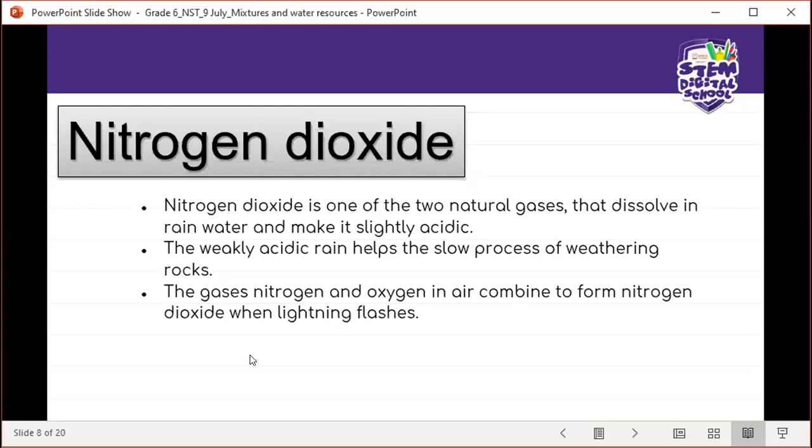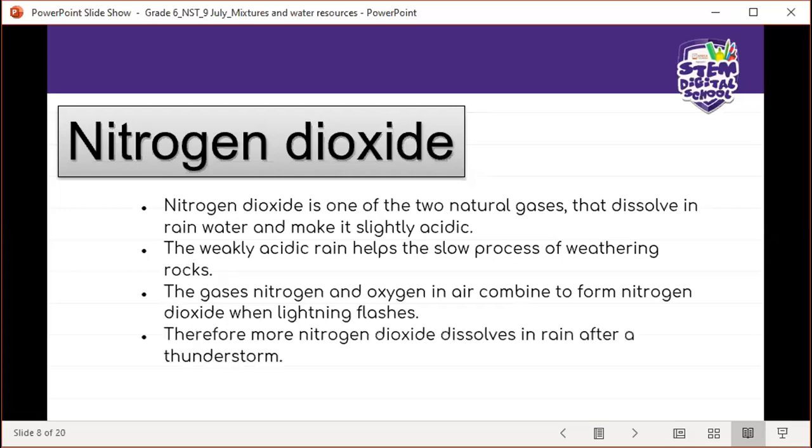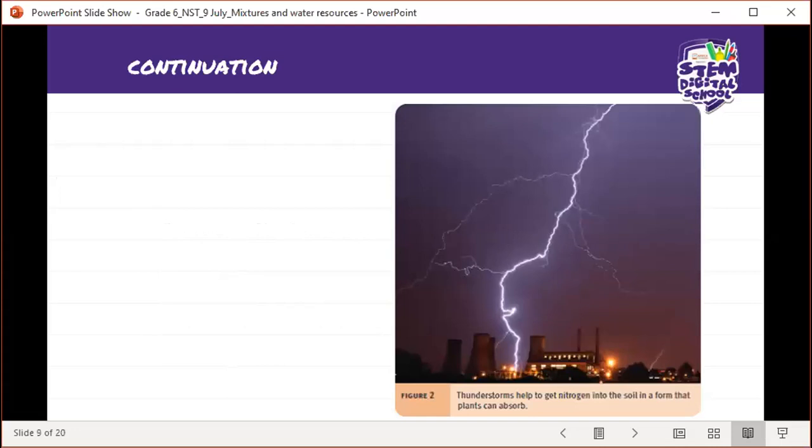And then the next point, the gases nitrogen and oxygen in the air, they combine to form nitrogen dioxide when lightning flashes. And then therefore, more nitrogen dioxide dissolves in the rain after a thunderstorm. Okay, so now we have more nitrogen dissolving in rain after we have lightning. And here is an example of lightning or a thunderstorm.